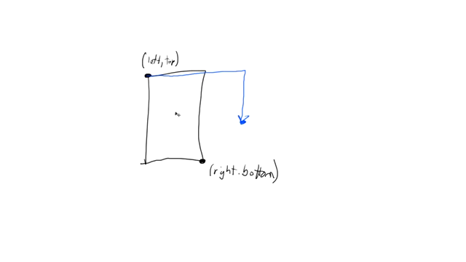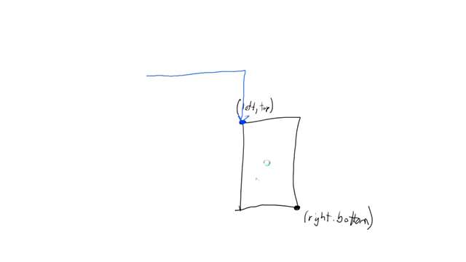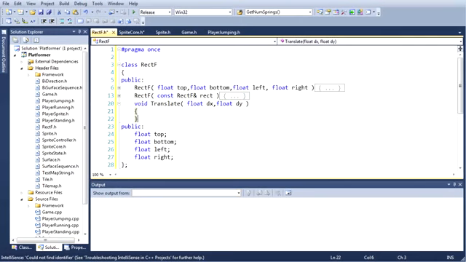You got your dx, your dy, and that will just move your rectangle to a new position. And how we do that is we go top plus equals dy, bottom plus equals dy, left plus equals dx, right plus equals dx. So still a little useful function that will make our RectF class that much sexier.